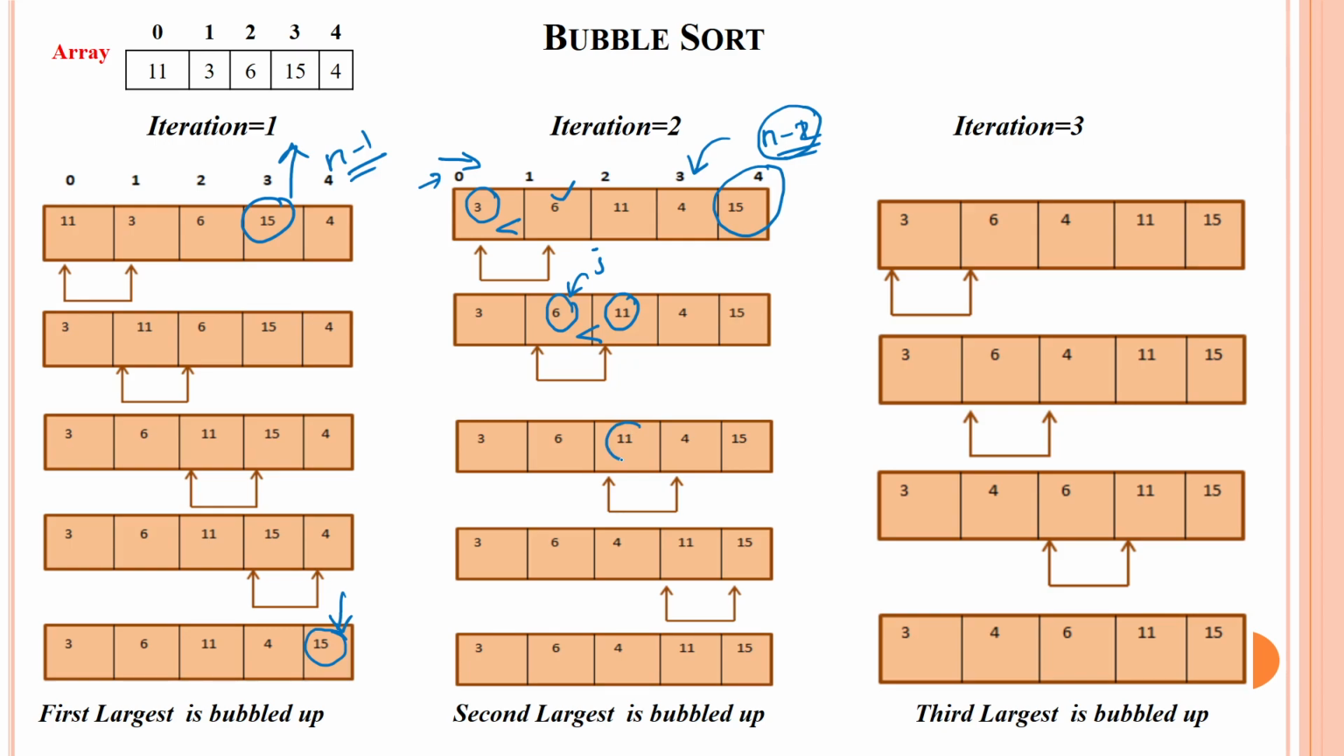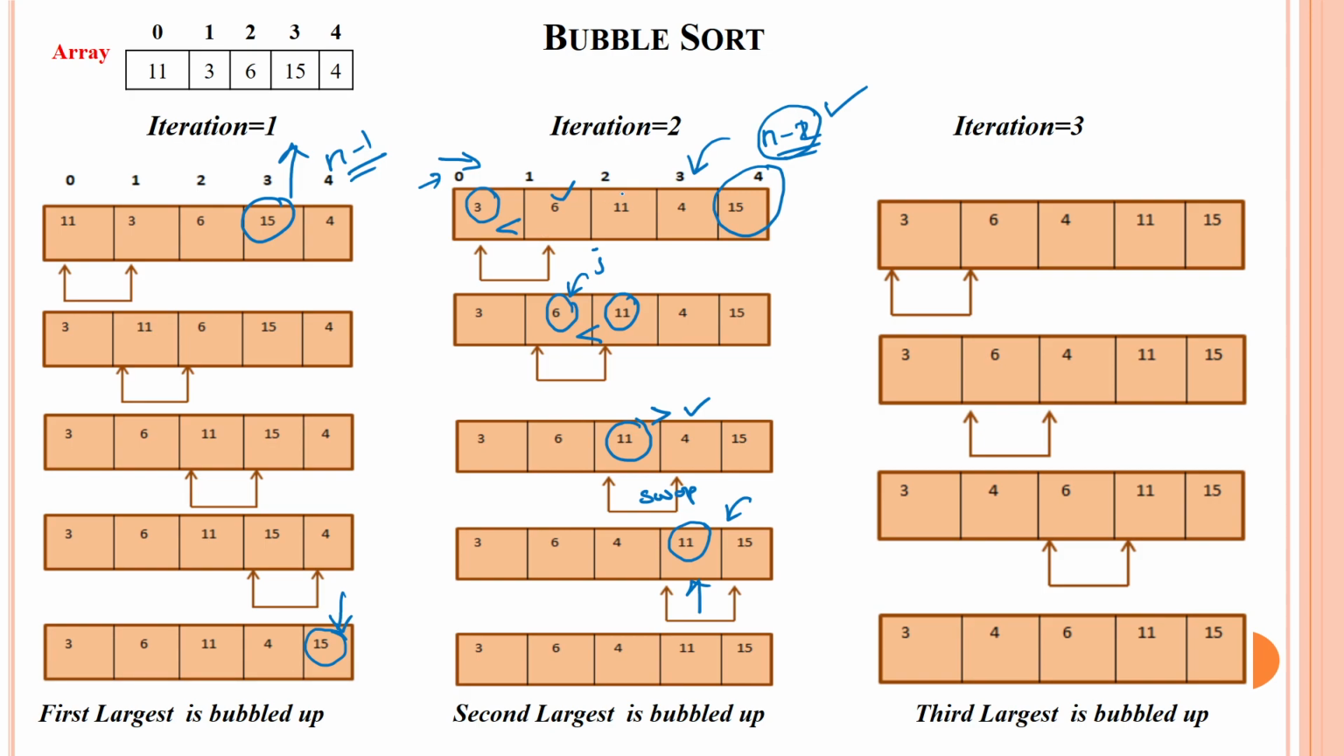Then now the current element is 11. So 11 is compared with the next element 4. Here 11 is greater than 4, apply the swapping. So after swapping, 11 is placed in this position. So now the current element is 11. We have stopped here because we are moving until n minus 2. So now 11 is placed in its right position.